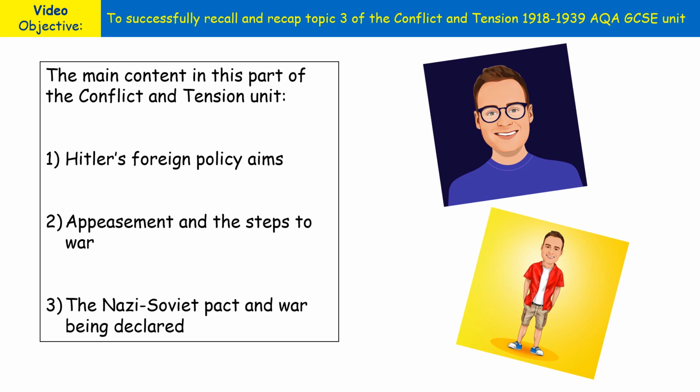So here are the 3 different parts of the topic 3 conflict and tension 1918 to 1939 AQA unit. And initially we're going to look into Hitler's foreign policy aims that were outlined in his book Mein Kampf. Then we're going to look into appeasement and the steps to war in the 1930s. And then finally we're going to be looking into the Nazi-Soviet pact and the Second World War being declared. So starting off with Hitler's foreign policy aims.